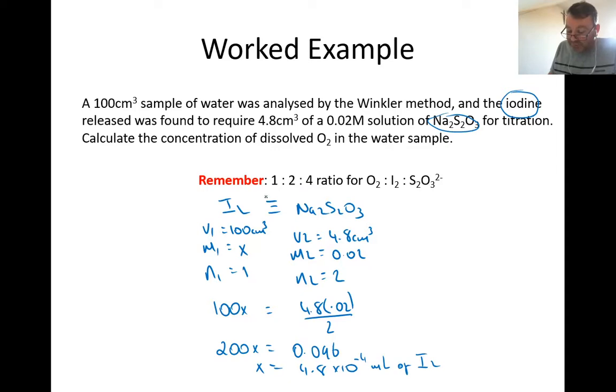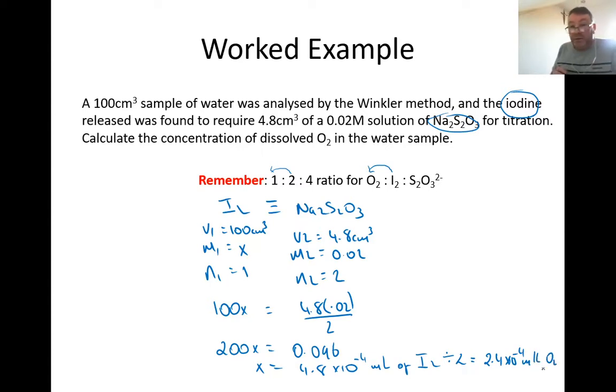Okay, now if I want to go back and figure out, well, how much oxygen does that represent? Go back to the ratio. Yeah, there's a 1 to 2 relationship between iodine and thiosulfate, but look, there's a 1 to 2 relationship between the oxygen and the iodine. So therefore, if you're going from iodine to oxygen, you're halving. See that? So therefore, I2 to O2 is a 2 to 1 relationship, which means I'm going to divide that by 2. And if I divide that by 2, and do it again, 4.8, I get 12. That's easy, you shouldn't even need a calculator for that one. 2.4 by 10 to the power of minus 4 moles per litre of oxygen.